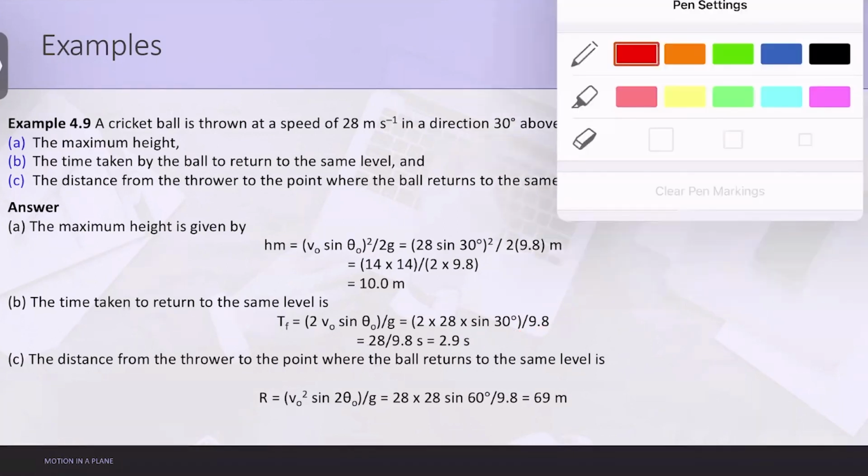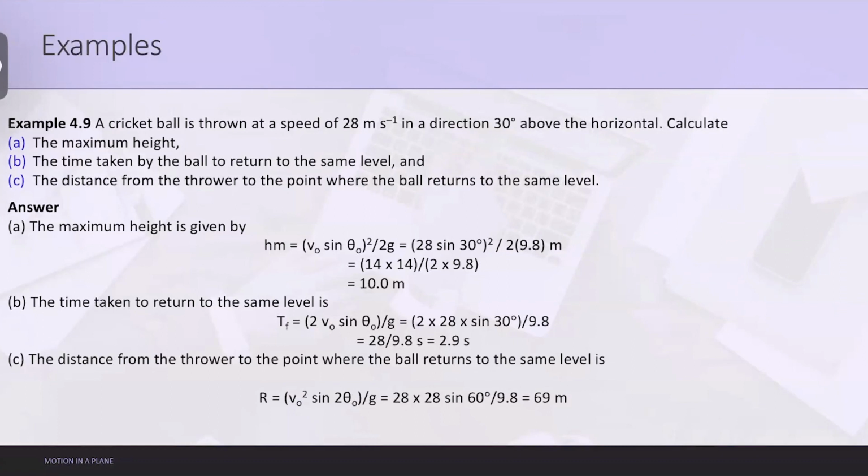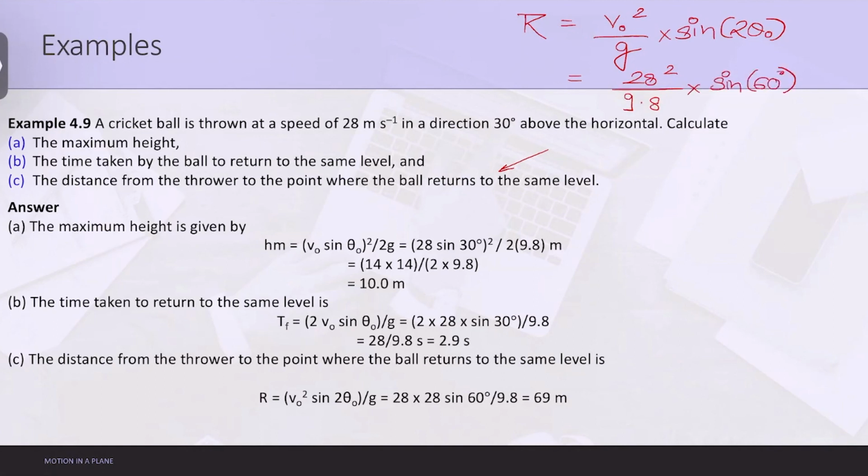Fine. Moving on. What is the third question being asked? The third question asks for the distance from the thrower to the point where the ball returns to the same level. If they are talking about the ball returning to the same level, they are talking about the range. Again, we know the formula for range, that is v naught square by g into sine 2 theta naught. So let's put the values. It's 28 squared upon 9.8 multiplied by sine of 60 degrees. Why 60? Because 2 into 30 gives you 60. Again, just put the values here. You will get the answer as 69 meters.